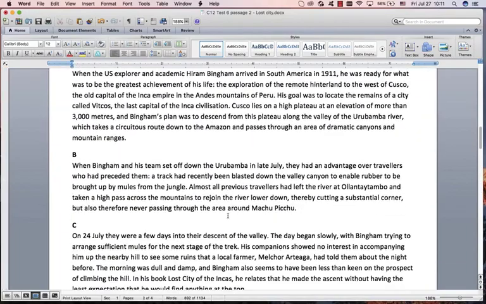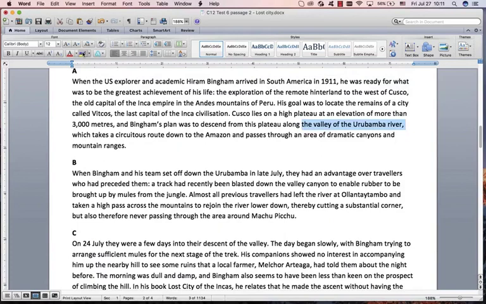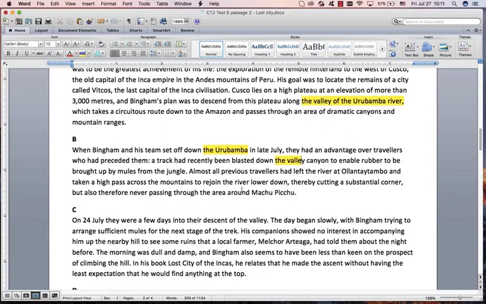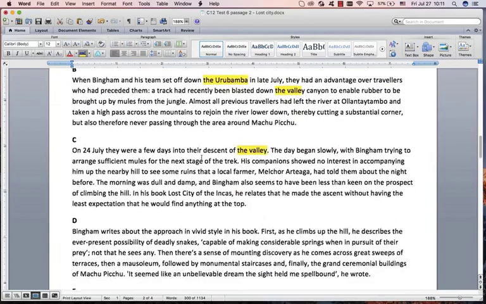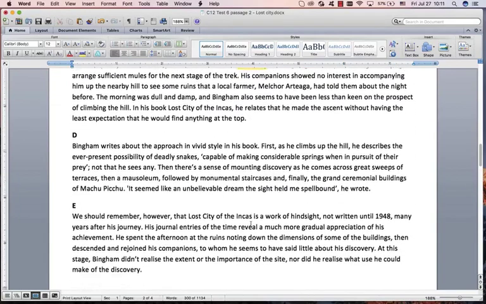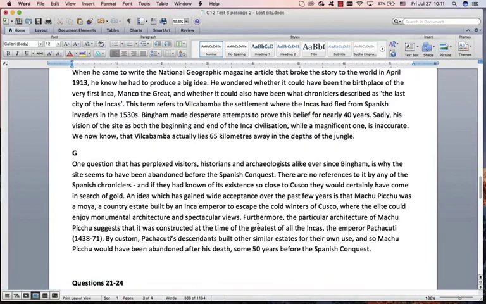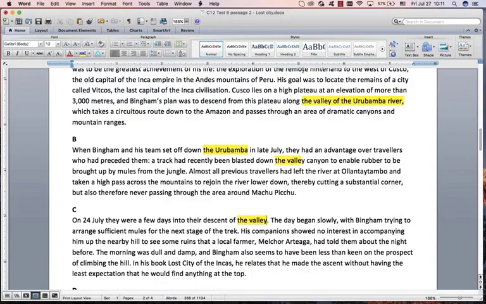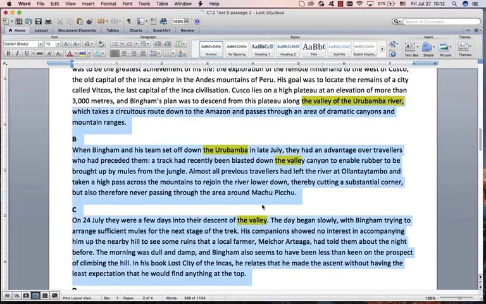Urubamba Valley. Right, so let's scan for that. There it is there for the first time. There again. Keep on scanning though. Often they will just call it the valley, and it's still the same valley, so you should highlight that. And there it is again. After that, I don't really see much of it. Scan to the end quickly, but already I feel quite good that the answers are somewhere over here.